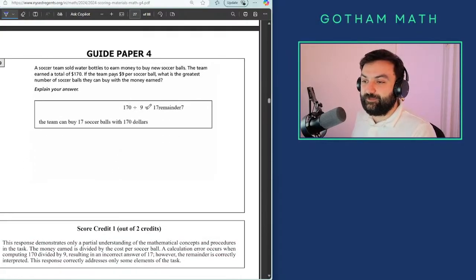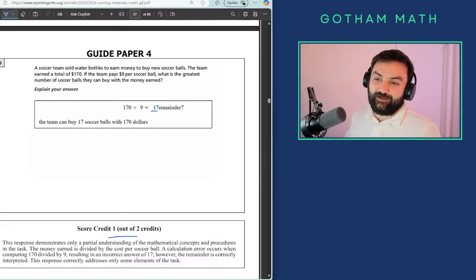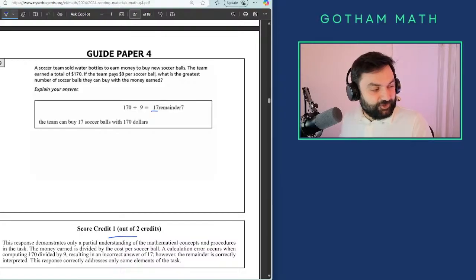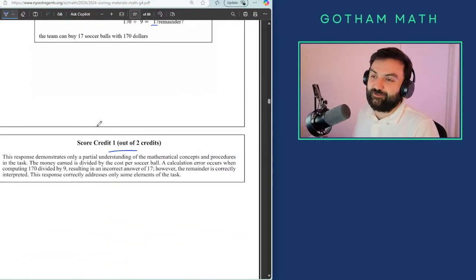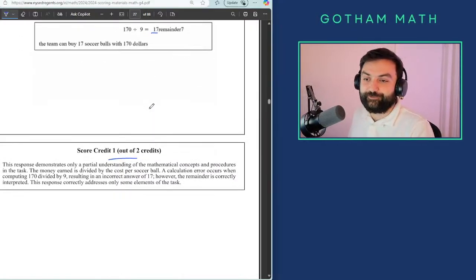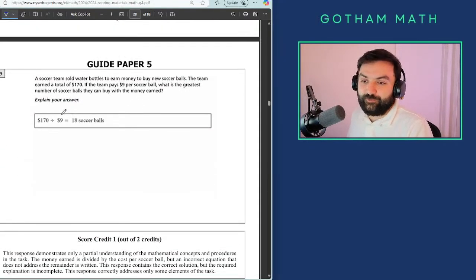What is this? 170 divided by 9 is 17. So the division is wrong, right? And thus you get 1 out of 2 because they showed work. You probably decided to divide, and division is the right way to do it. But the calculation is wrong, though not that far away, right? Sure. Okay.